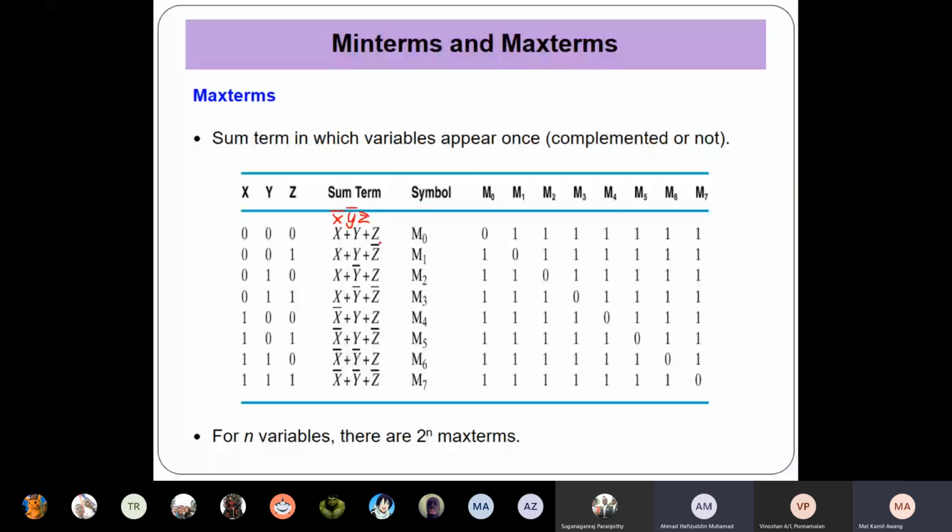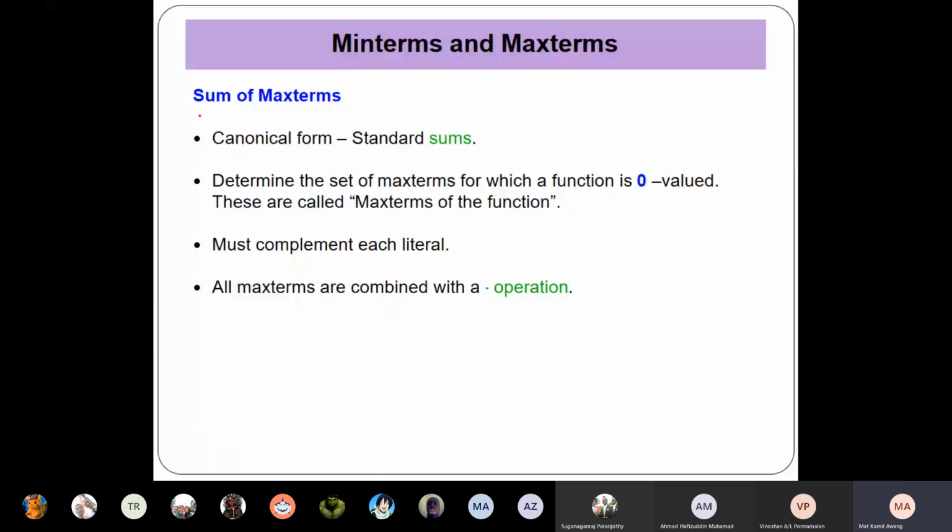So now, if you want to call it a product of max terms, the canonical form is the standard product. For the min term, the sum of min terms is the standard sum. So determine the set of max terms for which a function is zero valued. If the min term is one valued, this max term is zero valued. Actually, all are opposite. Max term is the opposite of the min term. These are called max terms of the function. Must complement each literal. All max terms are combined with a dot operation.